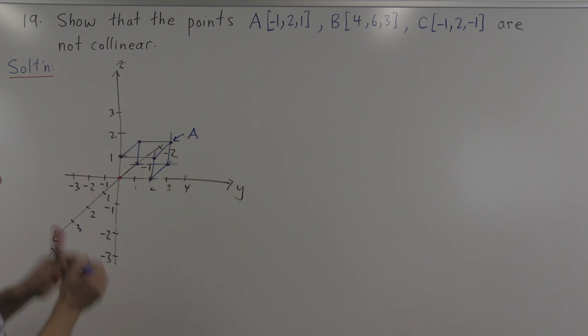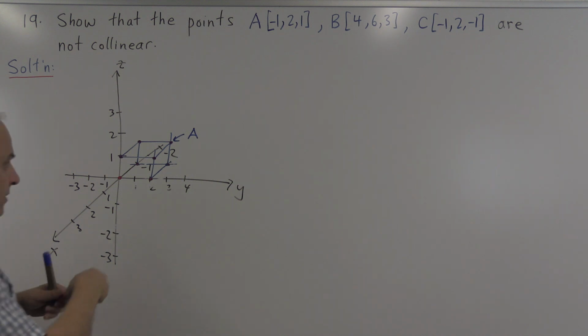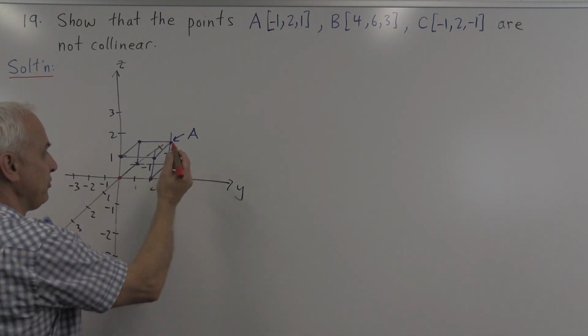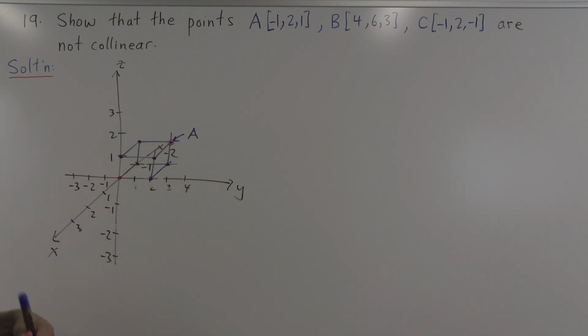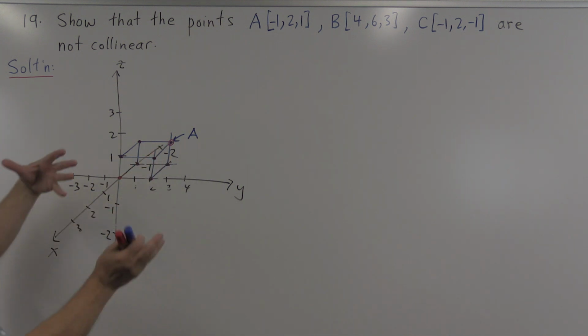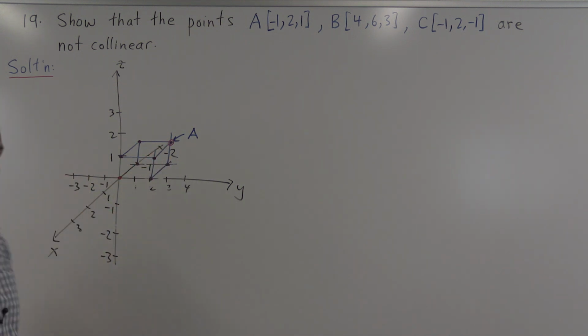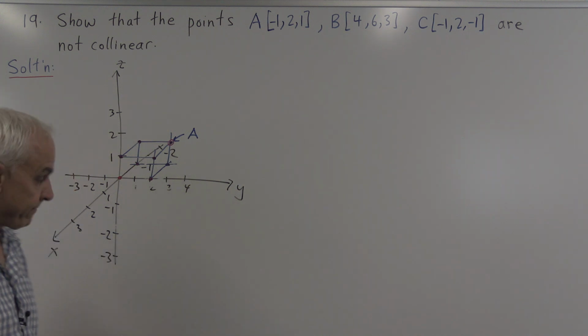That's an actual accurate representation, up to the artistic ability of me in this case, but it's reasonably representative of where the point A would be if this was an actual two-dimensional representation of three-dimensional space. Okay, and what about the point B?